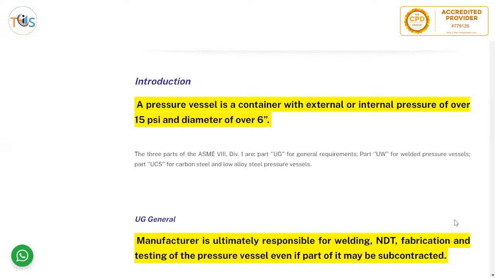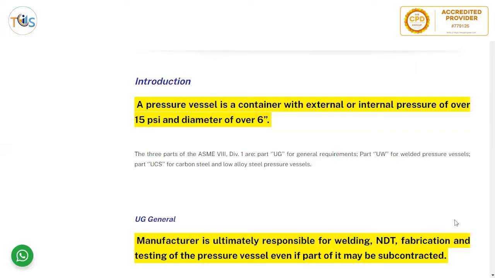A pressure vessel is a container with external or internal pressure of over 15 psi and diameter of over 6 inch. The 3 parts of the ASME Section 8 Division 1 are Part UG for general requirements, Part UW for welded pressure vessels, Part UCS for carbon steel and low alloy steel pressure vessels.